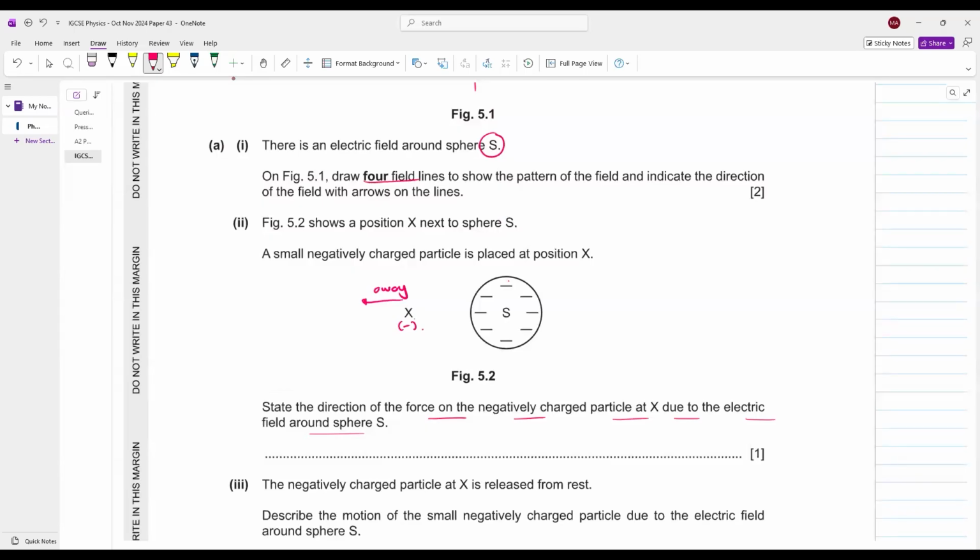Like charges. What do like charges do? They always repel. So what will you say? What will be the direction of the force on the negatively charged particle at X? Away from sphere S. The direction of the force on the negatively charged particle will be away from sphere S. Simple as that. Nothing complicated here. Easy peasy, or you can say towards the left as well.